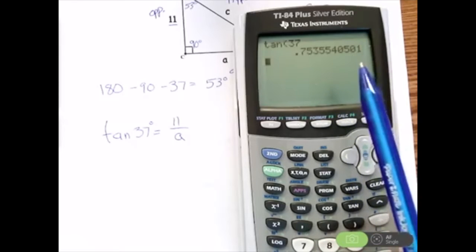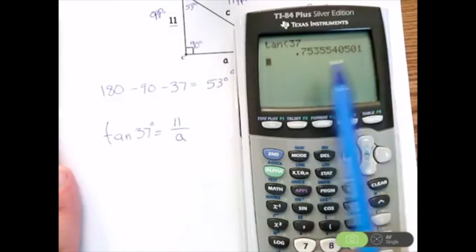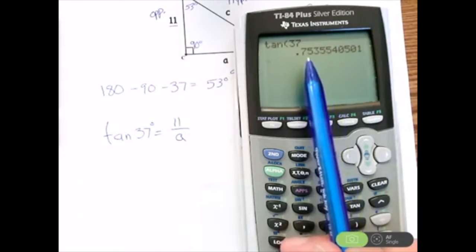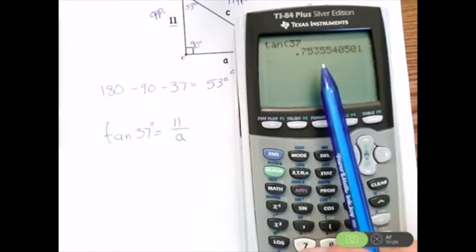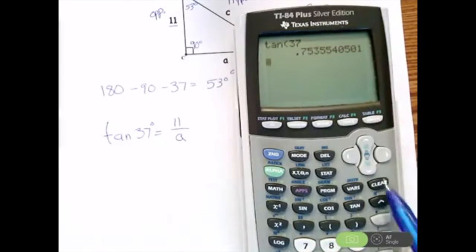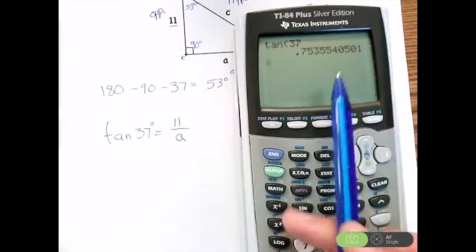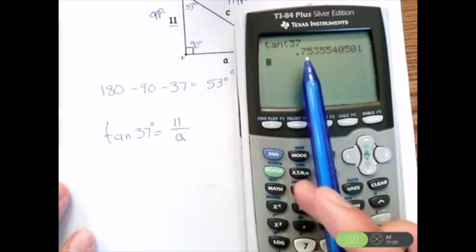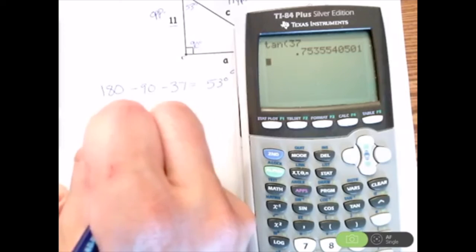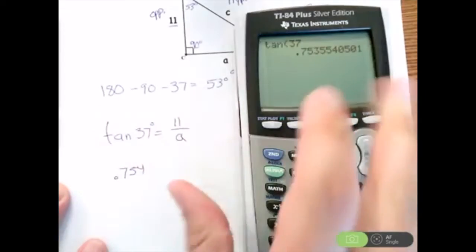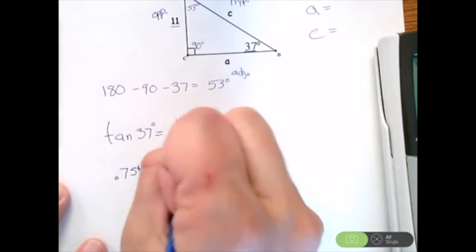I'm going to start by finding the tangent of 37 degrees, and I get 0.75355405001. Now here's the reason why what we did on the other side of this paper is a lot more exact: at this point, I might round this number one way, you might round it a different way, while another student rounds it a different way. So we all get relatively close answers, but depending on our rounding, we might all be a little bit different. So I'm going to use 0.754. So I have 0.754 equals 11 over A.